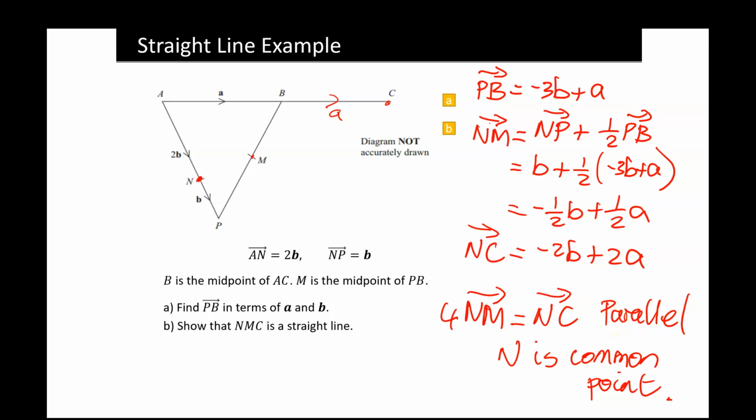Okay, so they're the two types of proof you're going to get, either parallel or whether they're on a straight line. And it's all about these sort of journeys around the shape in terms of your vectors.